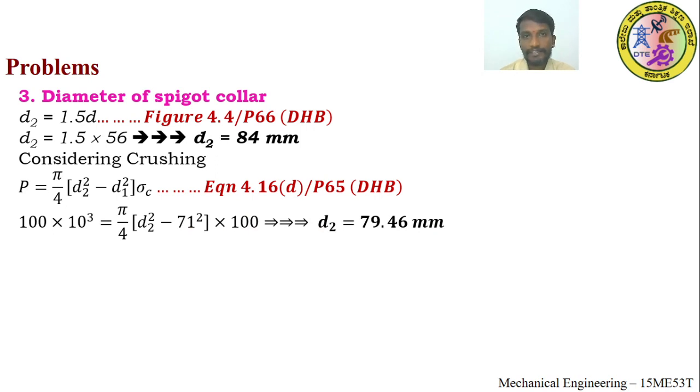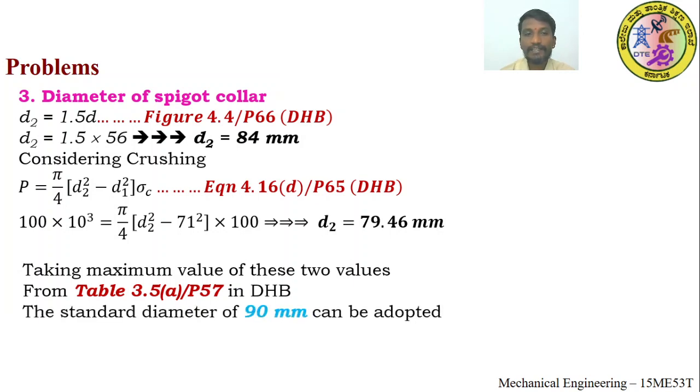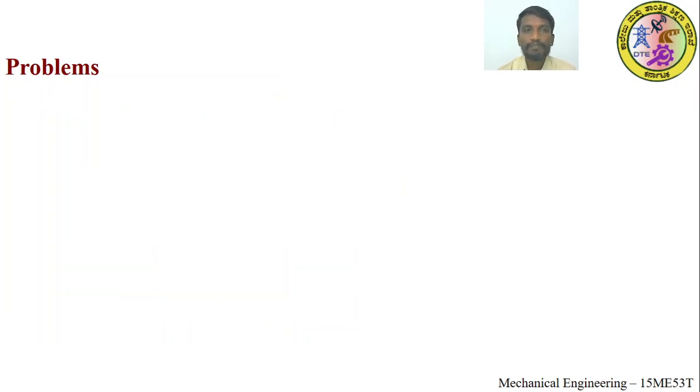But we have to take the maximum of these two, that is d2 is equal to 84 millimeter. By table number 3.5a on page number 57, the standard diameter of the spigot collar is 90 millimeter, the upper value of the standard diameter, that is d2 is equal to 90 millimeter. Here, for the shaft diameter and spigot diameter, we go for the standard diameters, which should be standards.